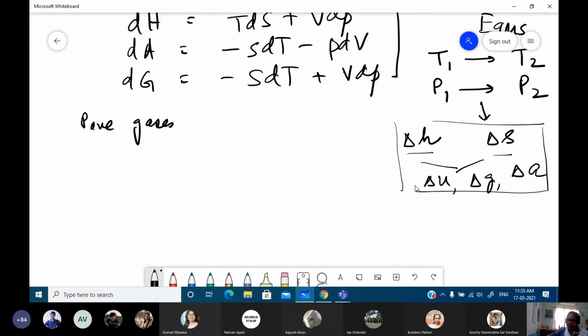What were these property changes called? Can you tell me? The property changes which happen with respect to the property change which would have happened had the gas been ideal. Yes, departure, perfect. So therefore, we found that for pure gases, in order to find out the property changes, it is very easy if we can refer to the residual properties or to the departure functions.